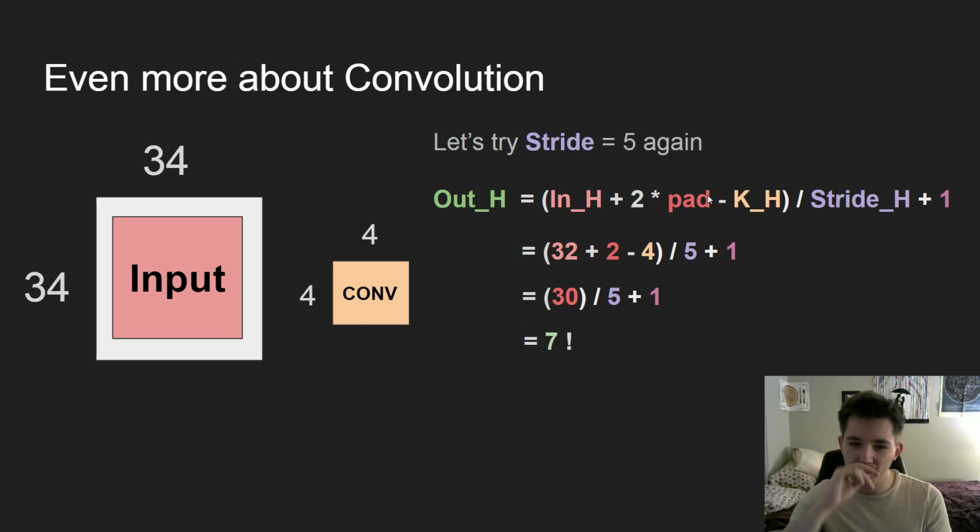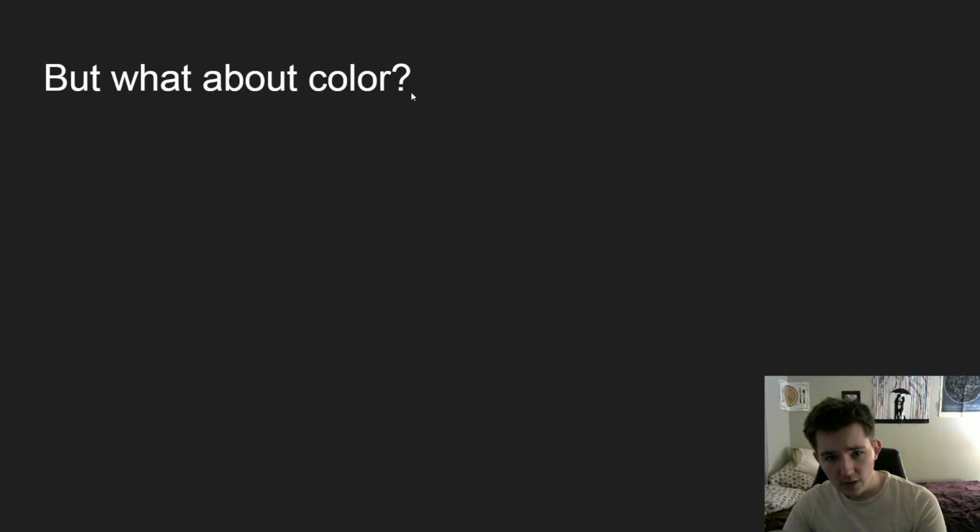Padding does lose a little bit of information. I mean, on these edge ones, we are multiplying by 0, but in general, this is totally fine to do. We just end up with some slightly less useful parts of our output. All right. So what about color?